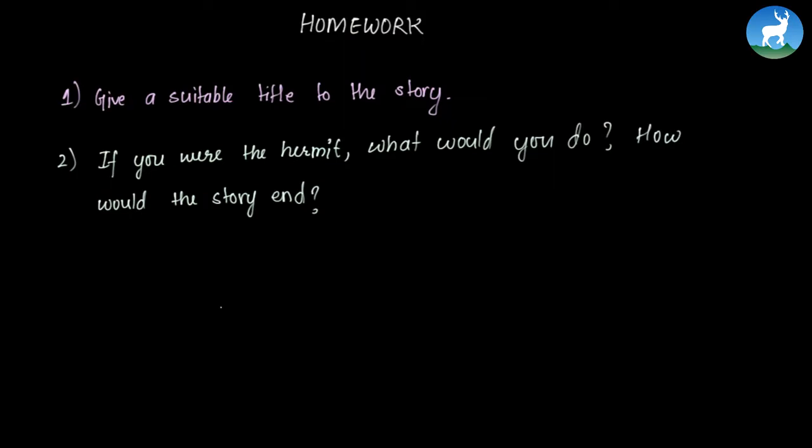And in the second part, you need to answer, how would the story end? So once you tell the robber that you hadn't seen anyone running towards the jungle, you can say the robber was convinced by the hermit's answer because the hermit was very popular for not telling a lie. So the robber goes back to the city and the story ends happily. So you can write anything like this.